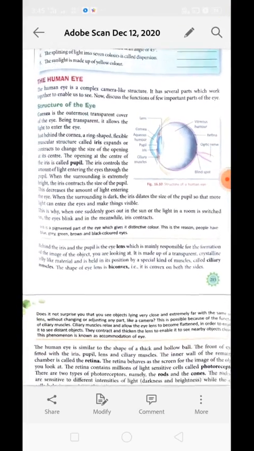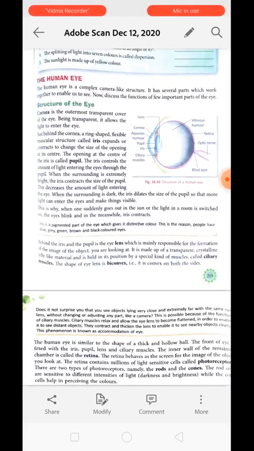We know that human eyes are very precious. They are camera-like structures which help us to absorb and see whatever things are present in front of us. They make us able to feel the beauty of nature. So eyes have several parts which work together and make us able to see the beautiful world around us. Now we are going to discuss its different parts and their functions.